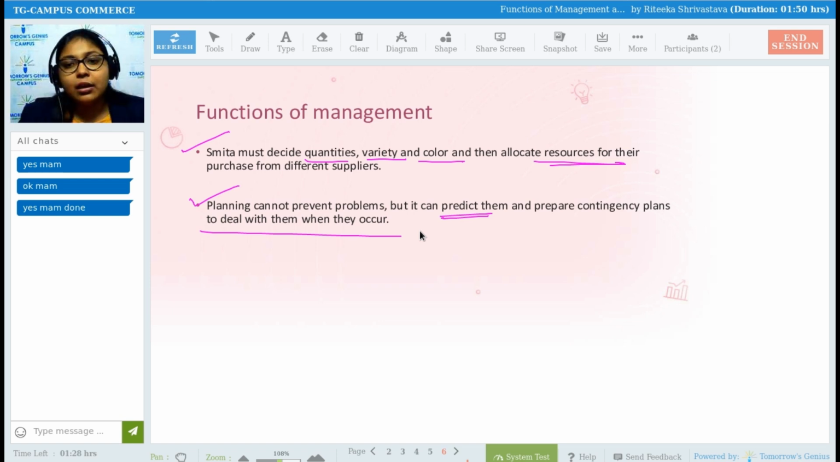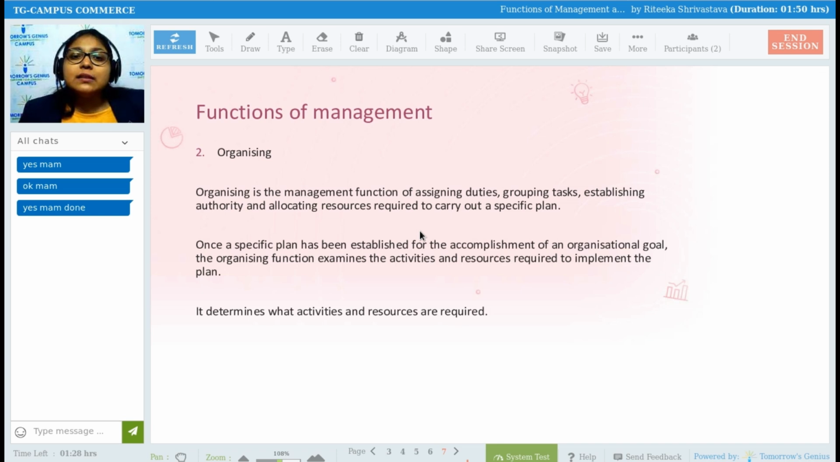Okay. The next function of management is organizing. Organizing means that everything is in an organized form.